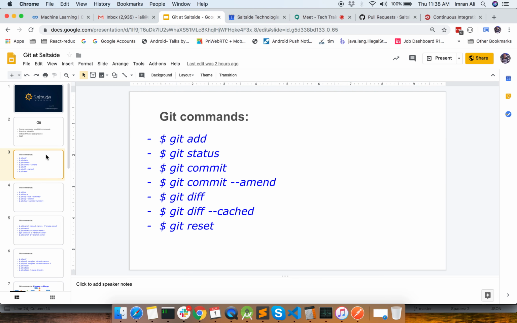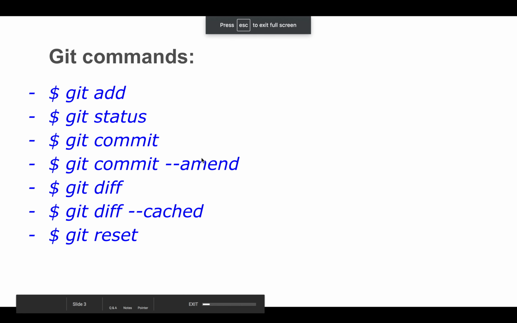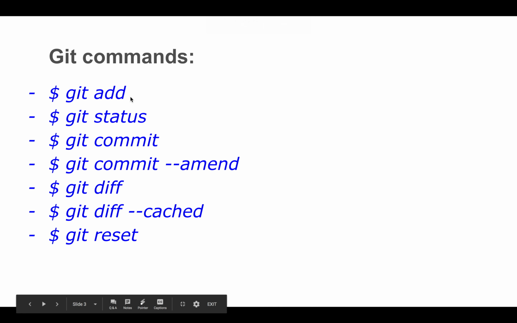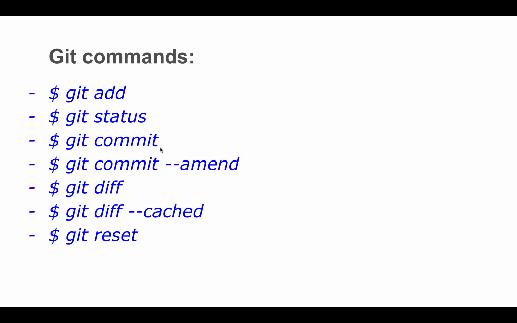So in previous sessions, we covered some of these commands: git add, git status, git commit --amend, git diff, git diff --cached. When are we using git diff --cached? If we added some files and we want to see what we have added over there, then we will use git diff --cached. It will show the difference in the cache.